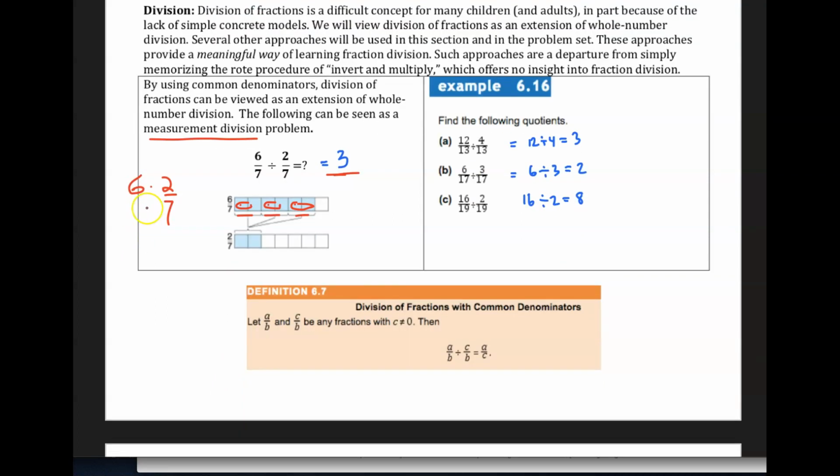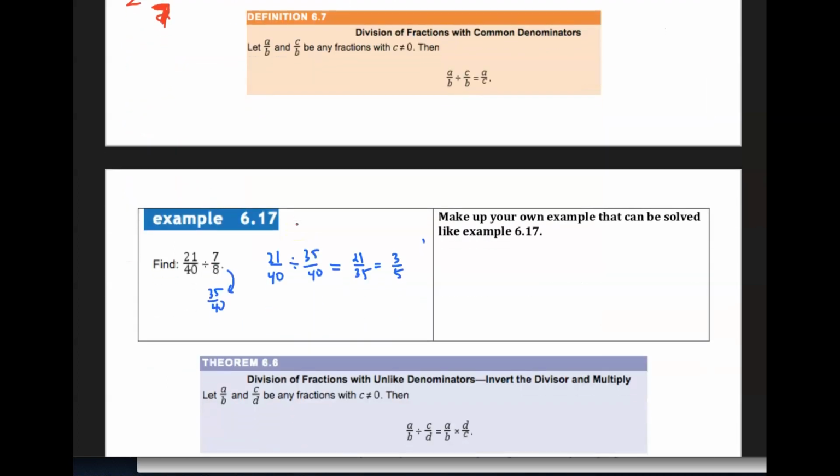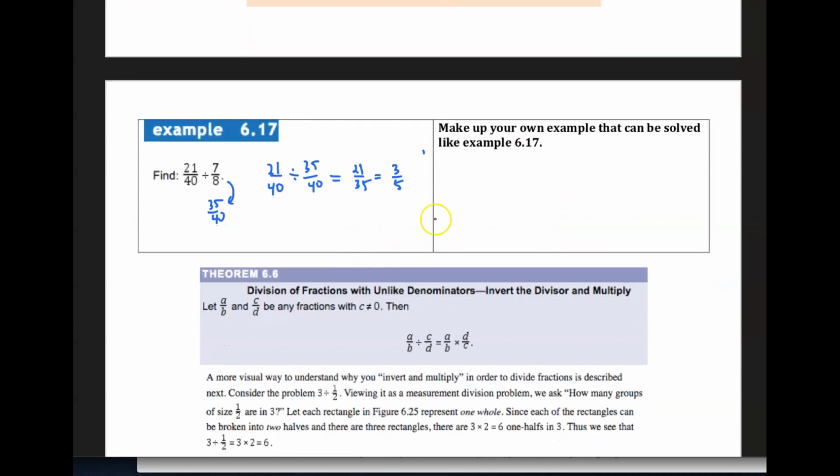And so you see the 6 groups of 1/7, and then you have 2 groups of 1/7. Looking at those fractions in that way, knowing that they have the same denominator, we can then see how we simplify this by asking how many 2 groups of 1/7 are in 6 groups of 1/7, and that answers 3. You can see it in the picture. That leads us to trying to solve problems when they're not common denominators.